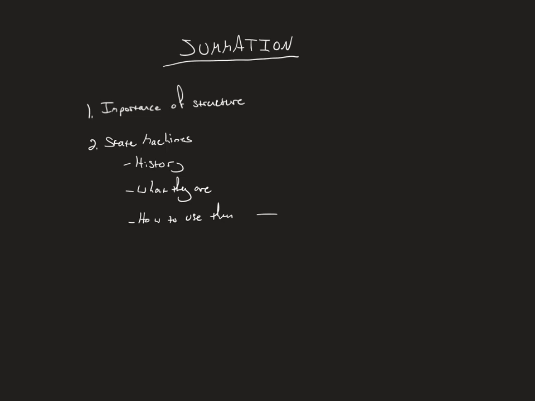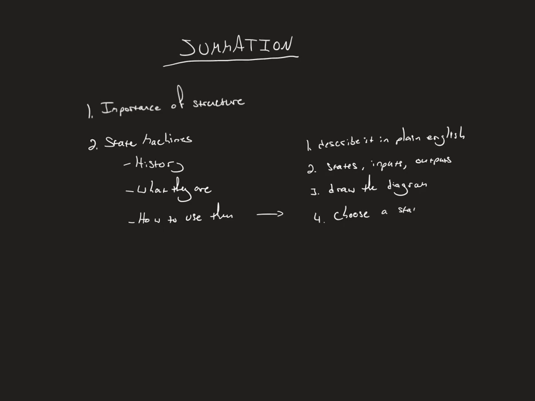As far as how to use them goes, what you need to remember is the more or less 5-step process that I showed. 1, describe it in plain English. 2, enumerate the states, inputs, and outputs. 3, draw the diagram. 4, choose a state encoding. 5, program it.